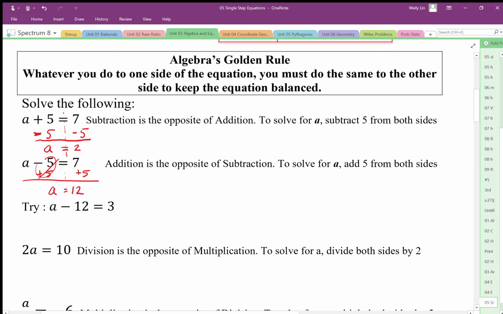Okay, so we're going to add to both sides to get rid of the subtraction. So try this one. What would we do to undo the minus 12? Okay, so we're going to undo this with a plus 12. And again, we have this equation, we need to do the same on both sides. So I need to do a plus 12 on this side. There's my zero pair. So I end up with a is going to balance or equal to 15.